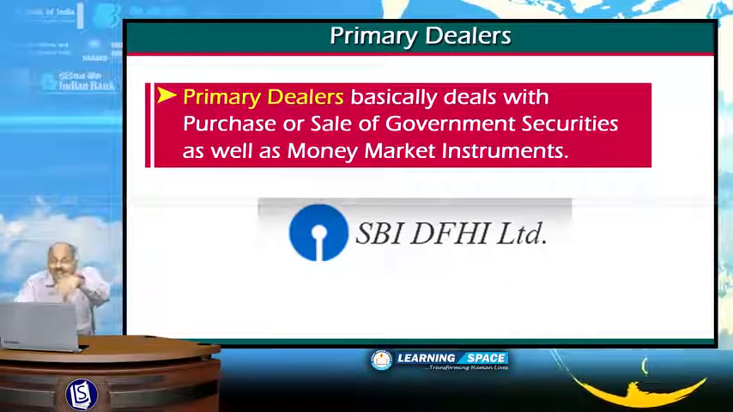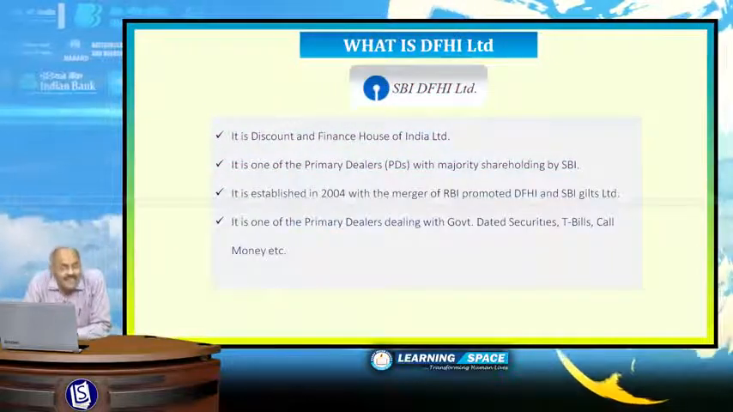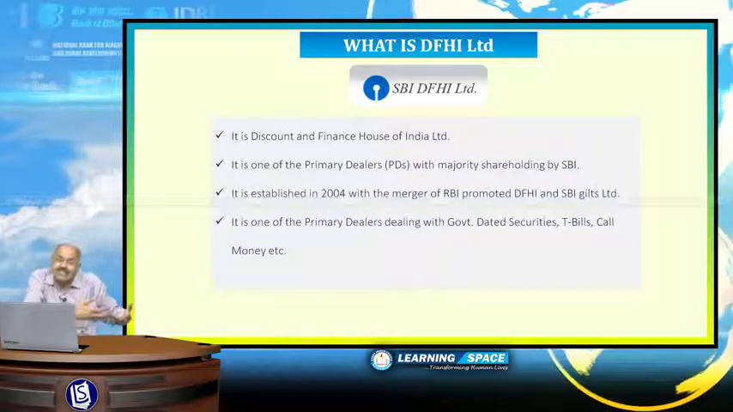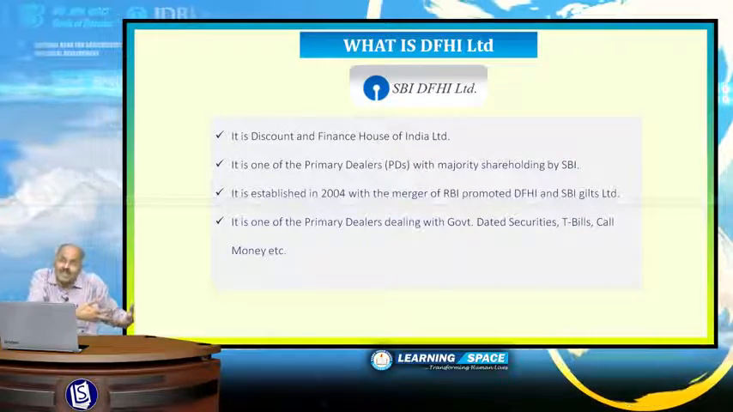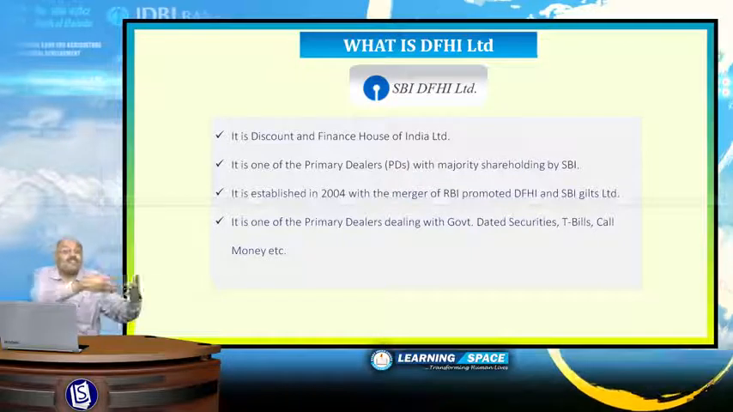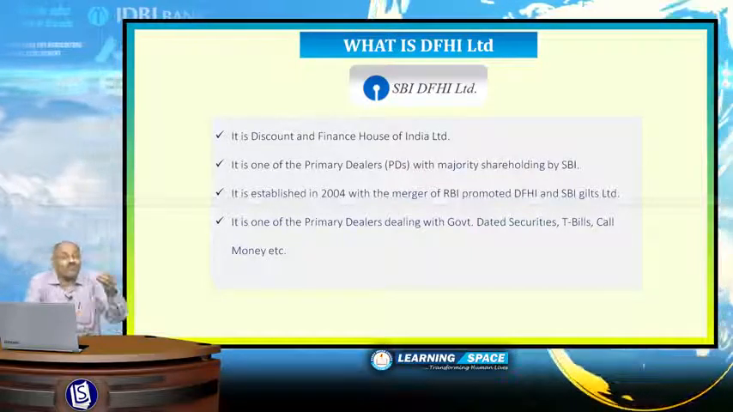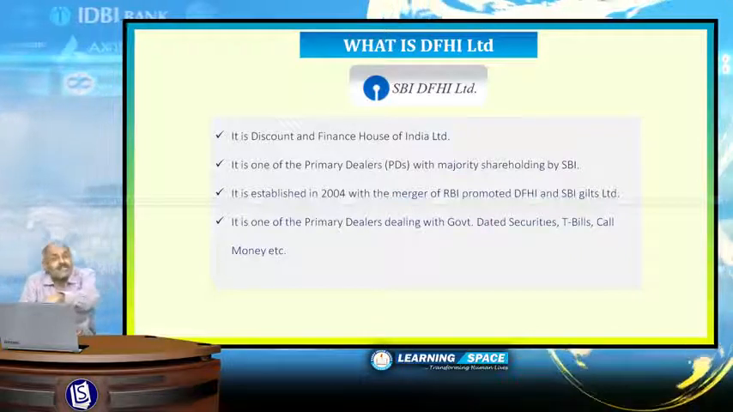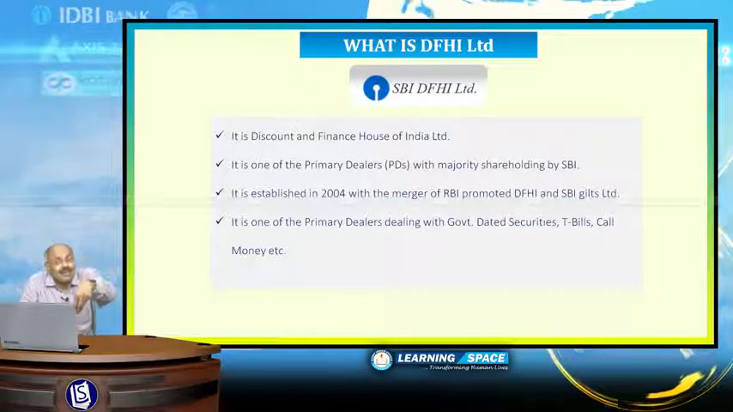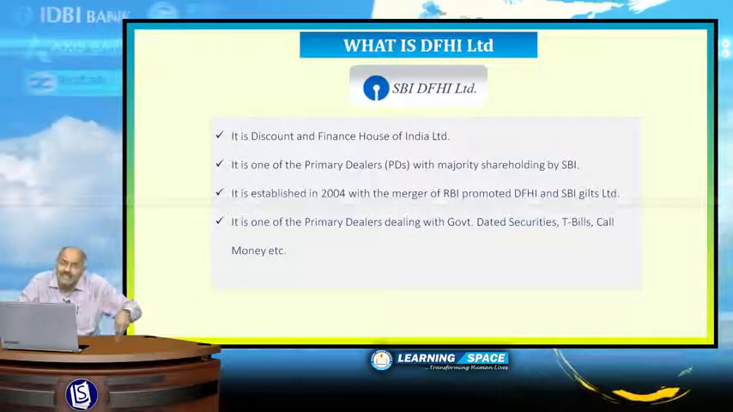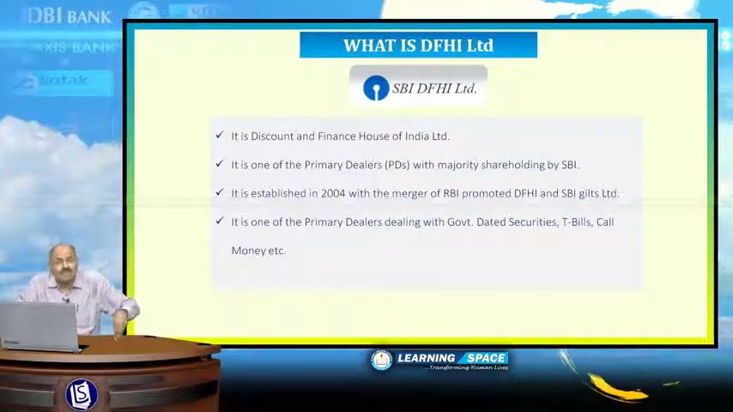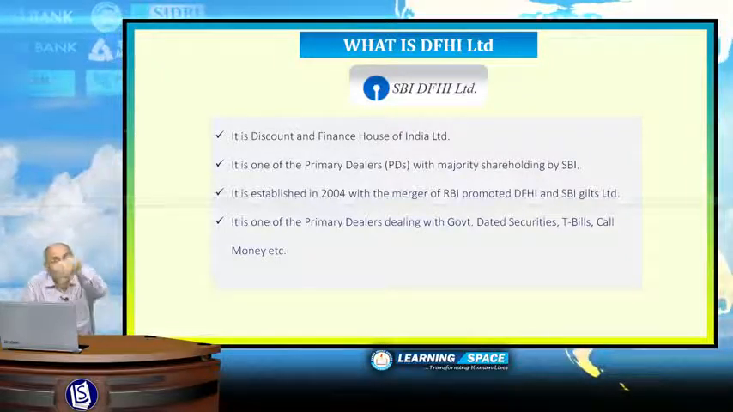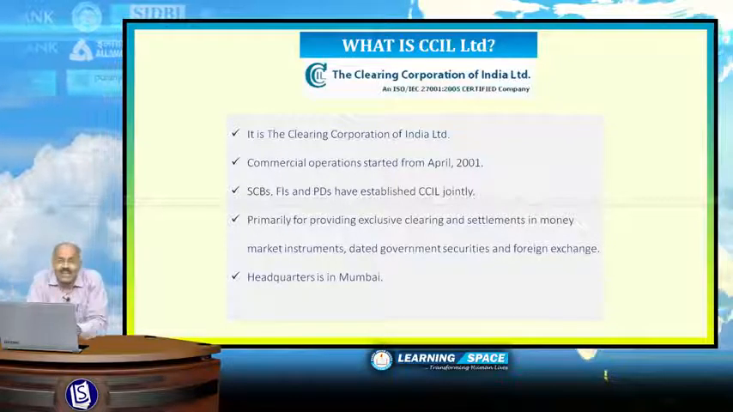One such firm is there. For example, I have given SBI DFHI Limited is there. This is the firm which looks at the needs of various purchase and sale of government securities and money market instruments for State Bank of India and other banks. So for that only I have given the example of SBI DFHI. And if someone says primary dealers, please don't get confused. Primary dealers are the organizations which deal with government dated securities and other government securities as well as money market instruments.